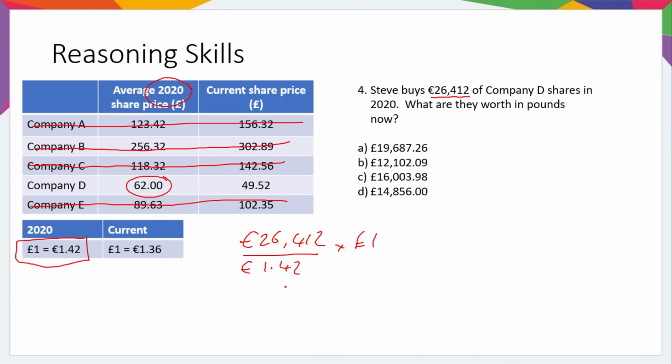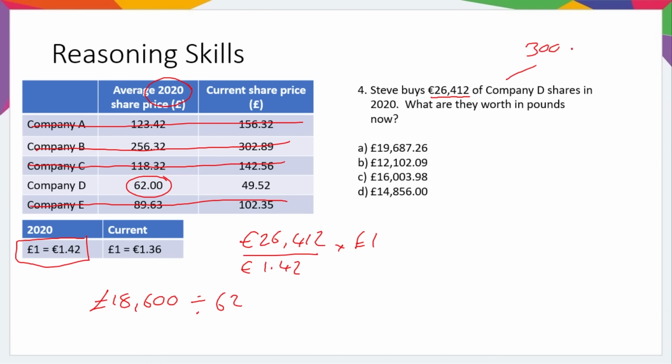That comes to a total of £18,600. So Steve's shares had a value of £18,600, but still we don't know how many shares he had, but we know that they were £62 each. So if we work out how many £62 there are in £18,600, then we'll know how many shares he has. In other words, let's divide this by 62. And that comes to 300. So Steve has 300 shares.